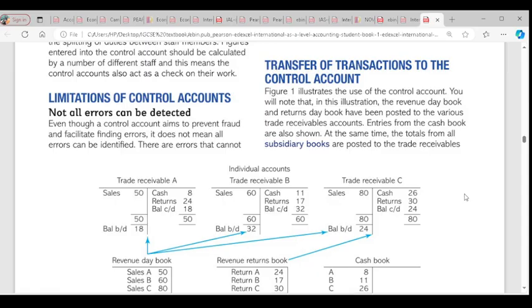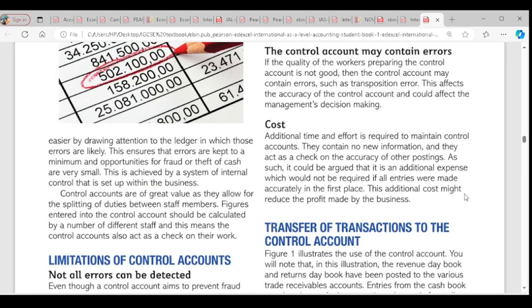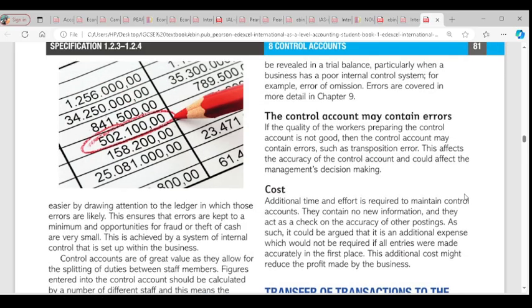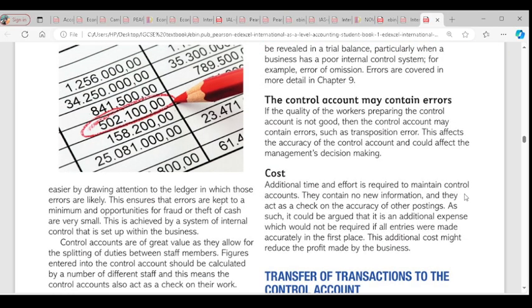Okay. Do you understand? The control account may contain errors as a result of lack of quality of those preparing it. Because it's being prepared by someone, the person preparing it might not have the expertise or skills needed to prepare it. That might make an error. If you don't have knowledge about preparing the control account, then you might make a mistake. So that means the problem the control account is meant to solve won't be solved. Okay. Do you get it or not? Yeah.